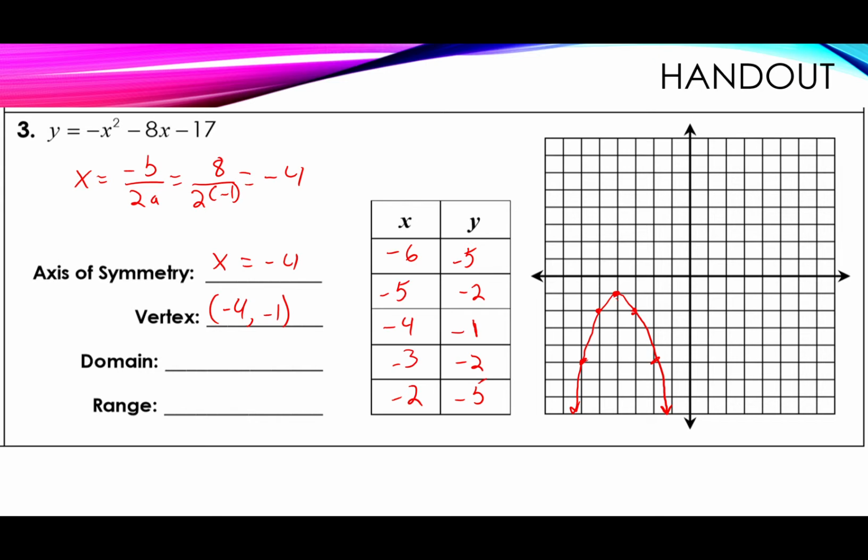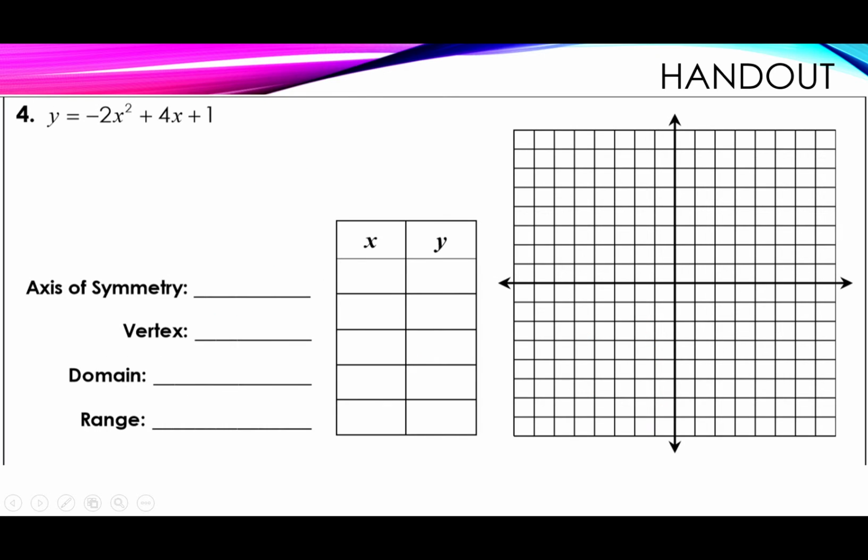And so my domain is still -infinity to +infinity. But my range now, do I have a max or minimum? Well, hopefully you're saying, well, it's a max, right? That vertex is going to be the highest point it reaches. So everything is y less than or equal to -1. Okay? Let's do another one.